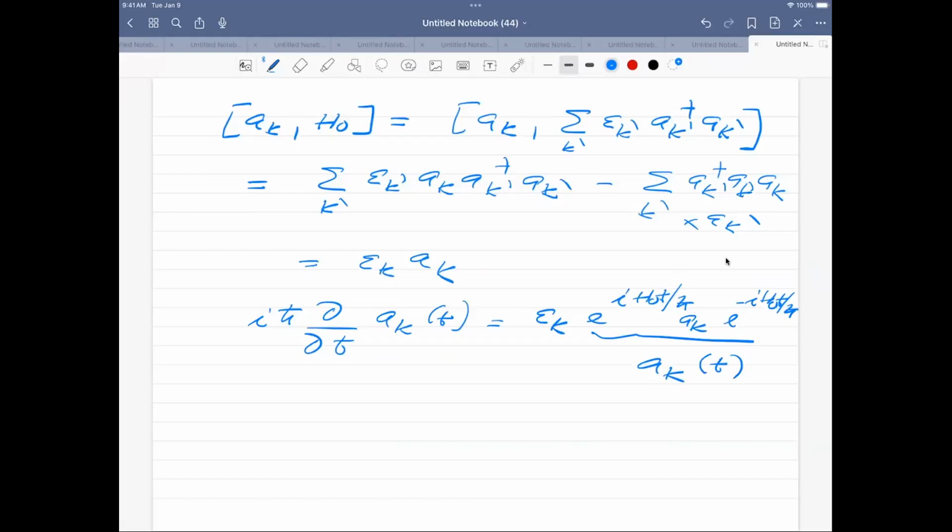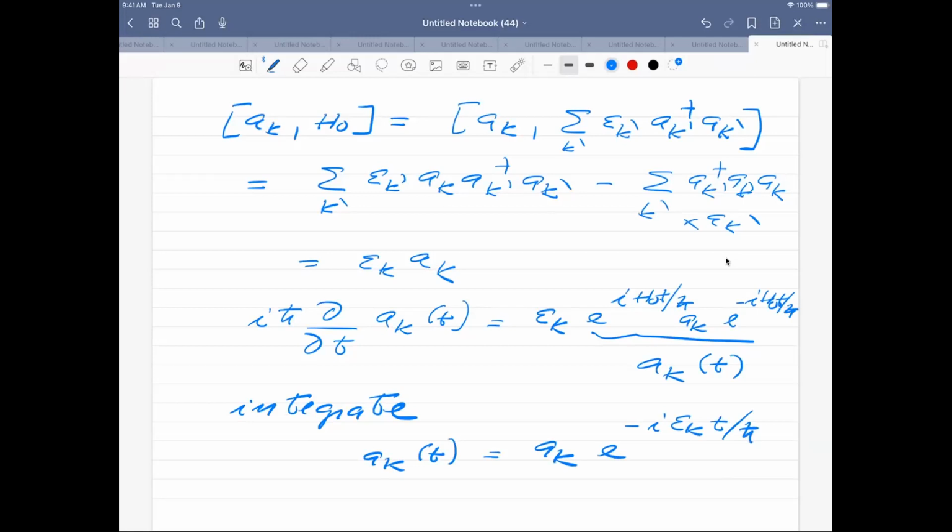So if I now integrate up, this is an equation which is pretty easy to integrate, because it's just ε_k times a_k(t). That gives me an exponential. So a_k(t) is a_k at time t equals 0, times e^{-iε_k t/ħ}.